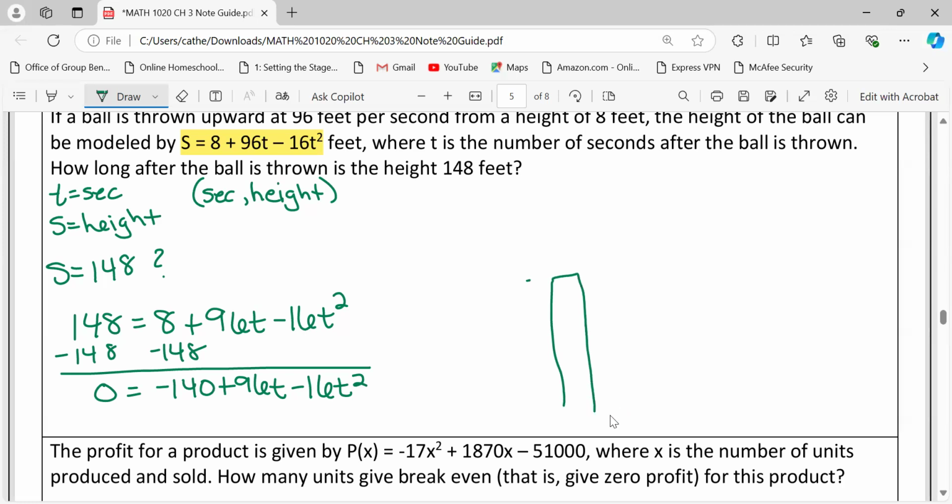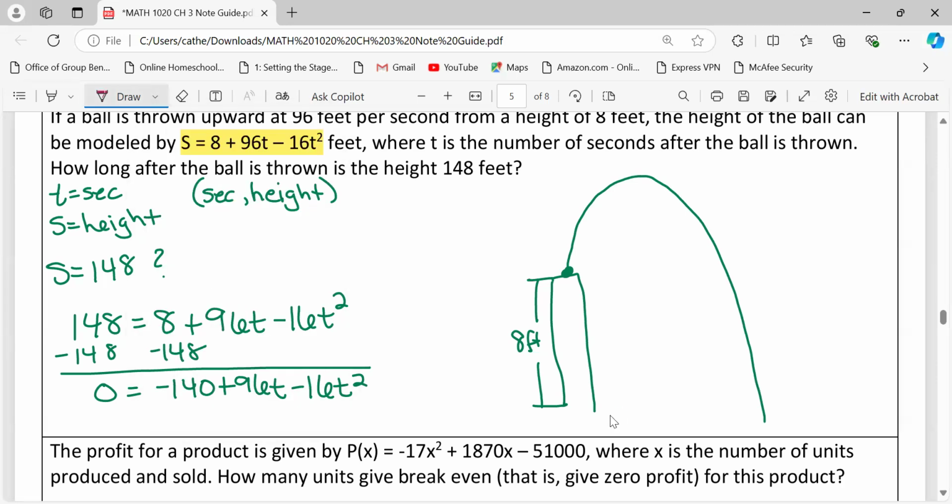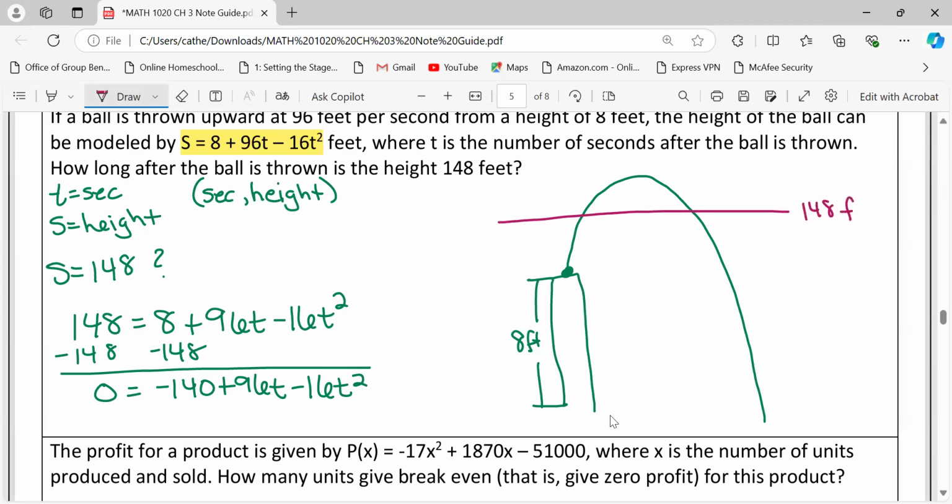So let me show you what's happening. We start at a height of 8 feet. The ball is thrown upwards. The ball is going to go up and then come down. This is not to scale. So we want to know when it reaches a height of 148 feet. It reaches the height on the way up at, that was 2.5 seconds. And on the way back down at 3.5 seconds. So that's why we have two answers.